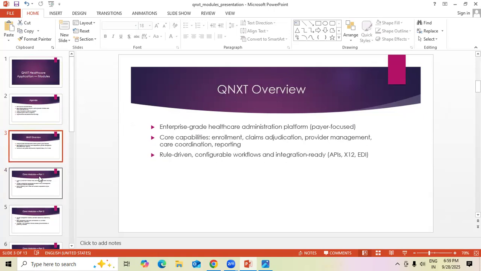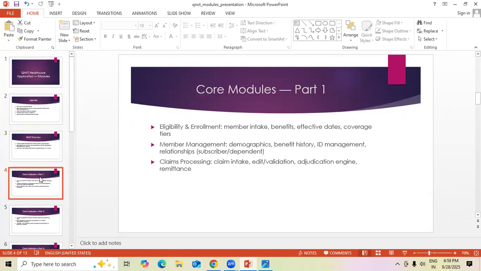Now the first one, right? I'm going to explain the details. These are the different modules we have. First, as I told you, eligibility and enrollment, right? So member enrollment, I'm saying member intake. At the same time, what benefits members will get based upon the policy they have taken? When the policy has started, and what coverages we can cover, everything will be covered under eligibility and enrollment.